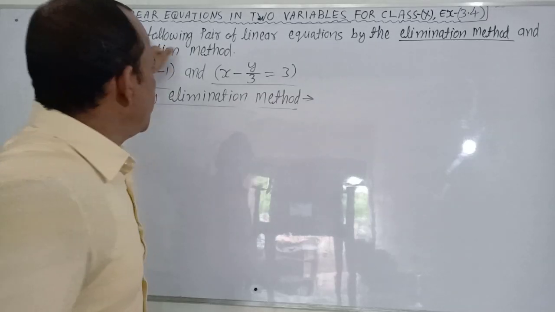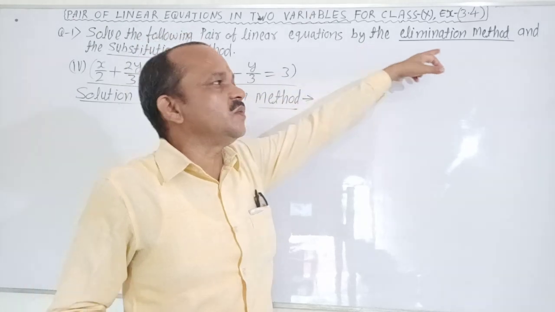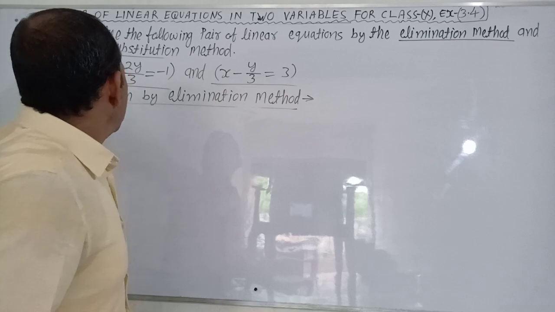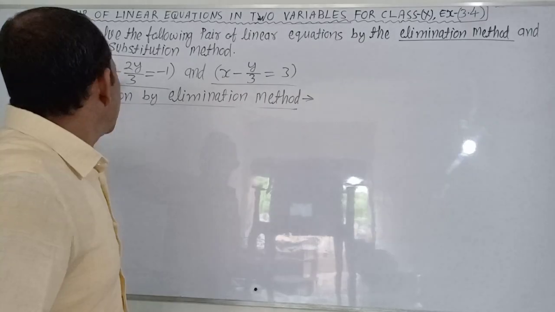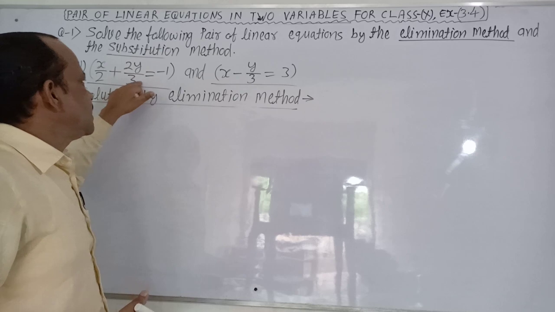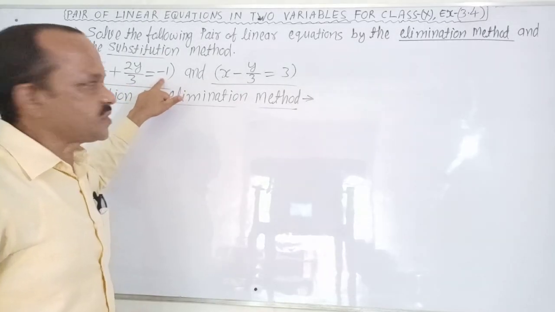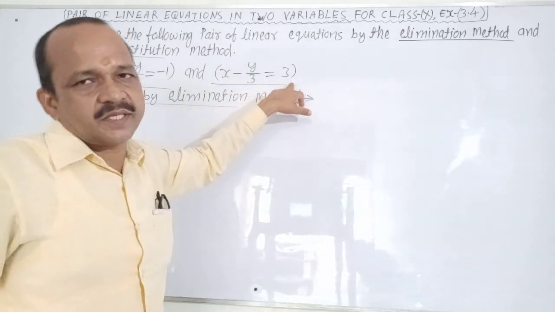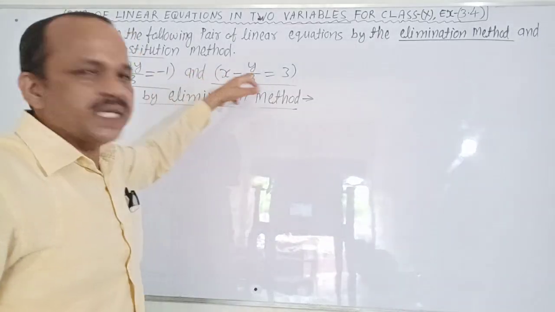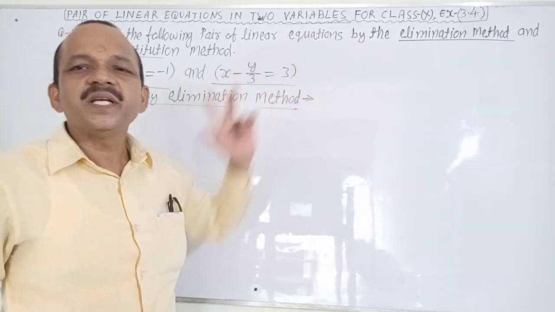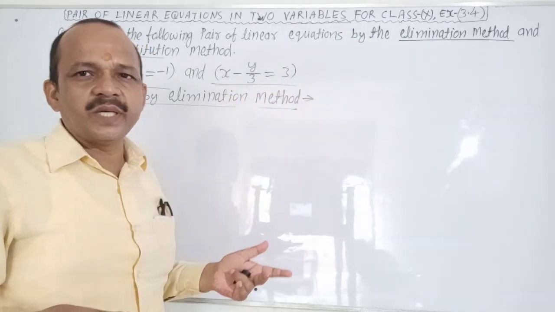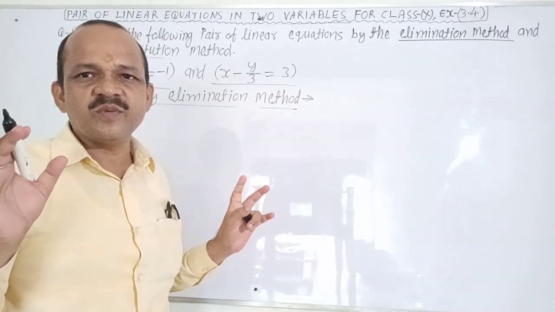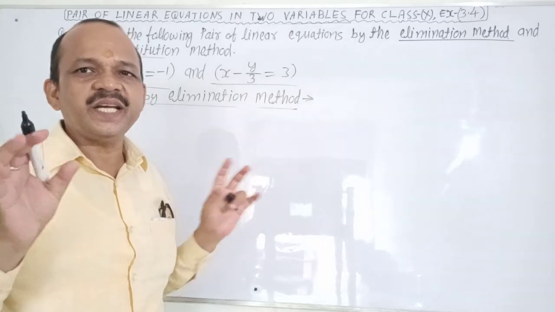Question number 2. Solve the following pair of linear equations by the elimination method and the substitution method. Question first part 4. x by 2 plus 2y by 3 equal to minus 1. It is the first equation. And x minus y by 3 equal to 3. It is the second equation. You solve the first and second equations with the help of the elimination method and find the value of x and the value of y. It is clear. No confusion about it. Very good. It is very easy.